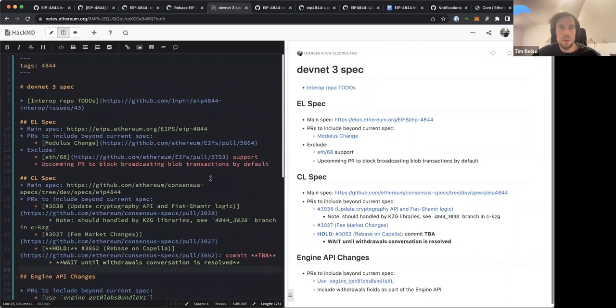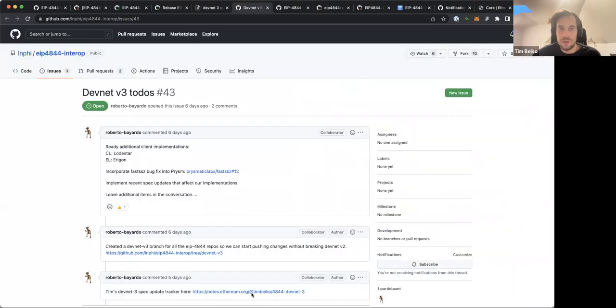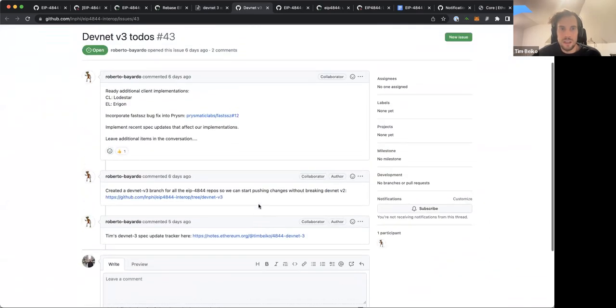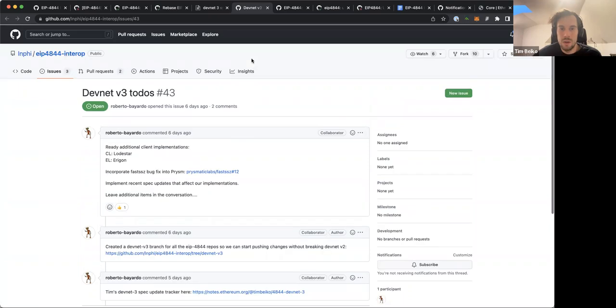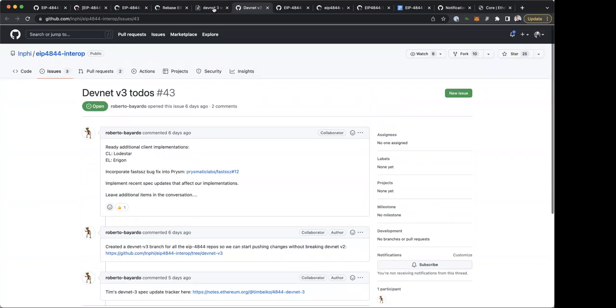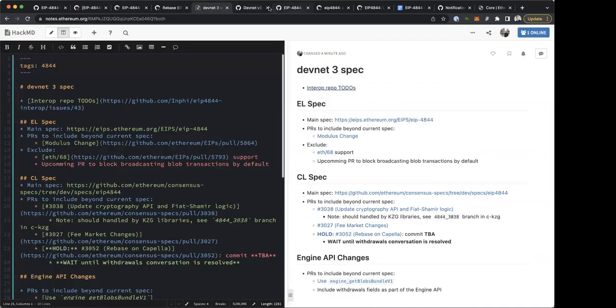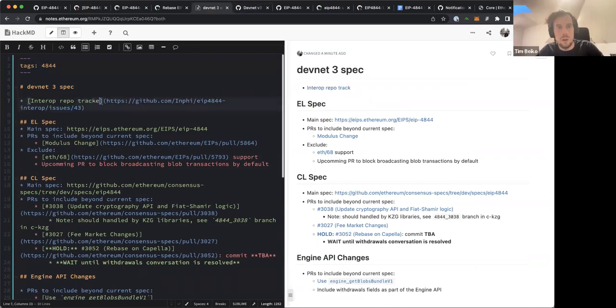And then Roberto, you had started a GitHub issue to track the status of things on the DevNet. So if people want to share updates, that's the place to go as they're working on it. Yeah, it's just meant to be an informal tracker, given that we have a lot more clients hopefully starting to implement it. Cool.